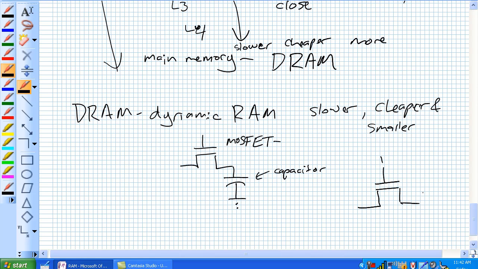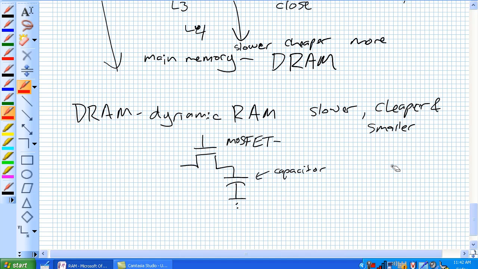Just think of this as a switch. If there's a 1 on the gate, current can go that way or that way. If there's a 0 on it, it's turned off. There's no way current can get from one side to the next. Just think of it as a switch for now. Okay?